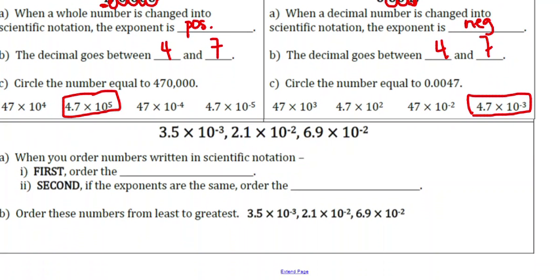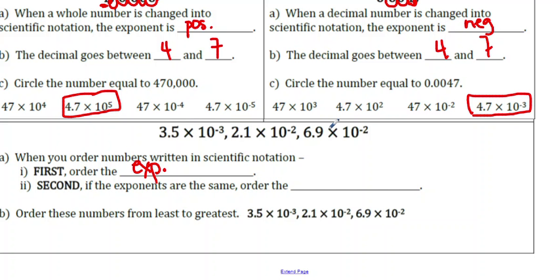when you order numbers written in scientific notation. Whenever you have numbers in scientific notation, and all of these are written in correct scientific notation, the first thing you're going to do is look at the exponents. So the first order you're going to use is the order of the exponents. You're just looking at -3, -2, -2. Depending on if you want the smallest or the biggest, you're going to look at your exponents and do them that way.